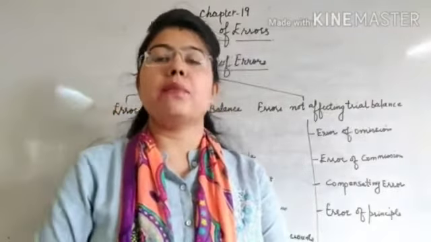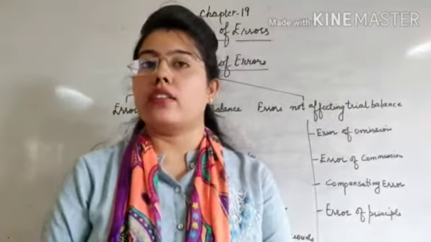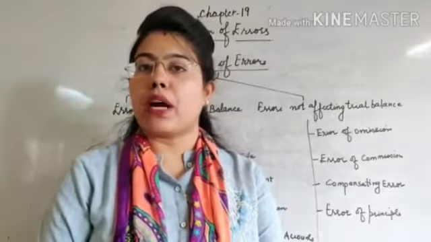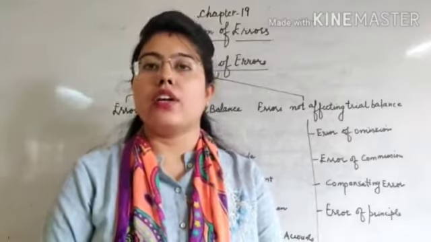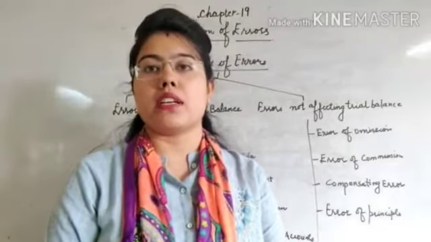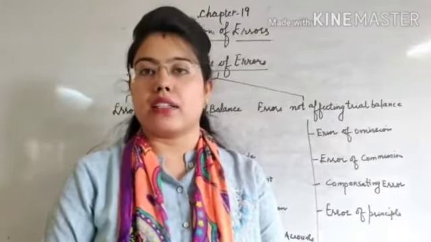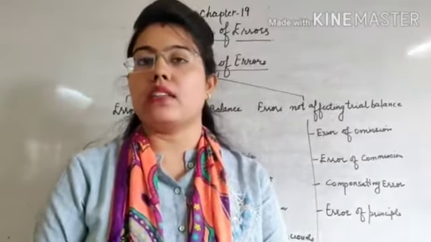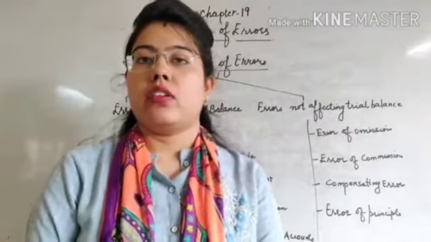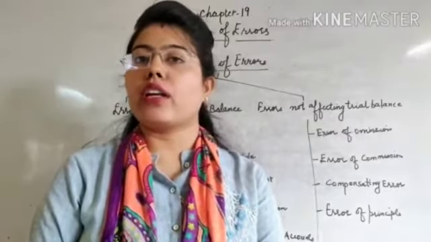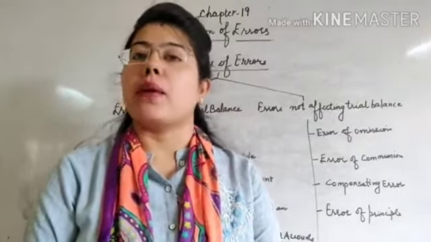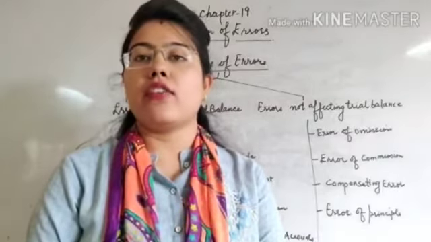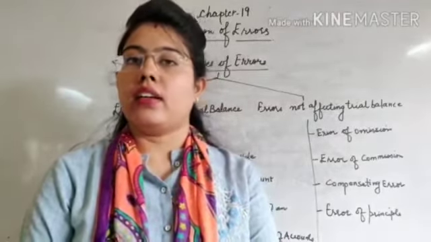So what do you mean by rectification of errors? As we all know, accounts are prepared by human beings, and human beings may commit mistakes in passing a journal entry, or posting in ledger, or in the trial balance itself. So we have to rectify those errors by passing an entry. This is known as a rectifying entry.